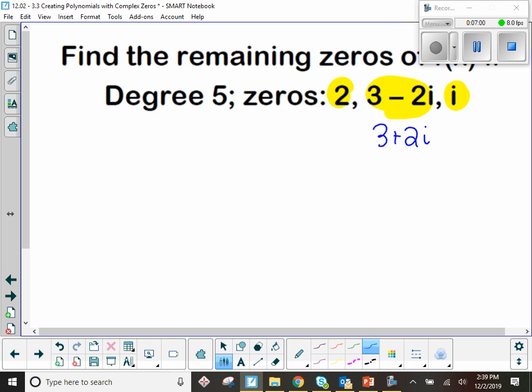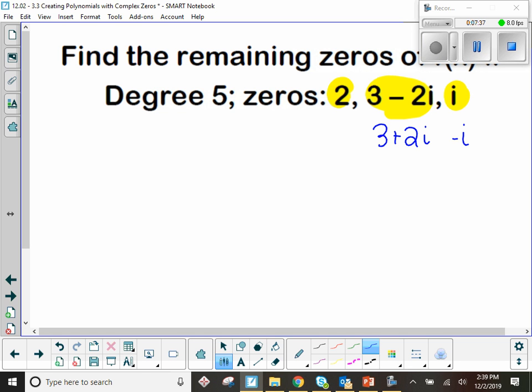And if i is a 0, its conjugate also is. What's the conjugate of just i? Negative i. Now how many zeros do I have? 5. Okay? 1, 2, 3, and then 4, 5. 3 plus 2i is a 0. Negative i is a 0. Okay? So again, be careful that you keep this straight. The only time you are using the conjugate is if it has an i there. Notice, too, I didn't do negative 2 to pair with it. You don't have to do that.